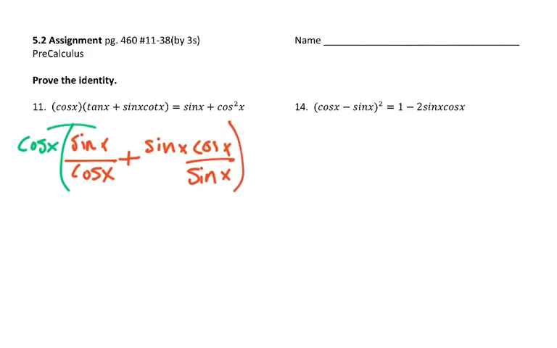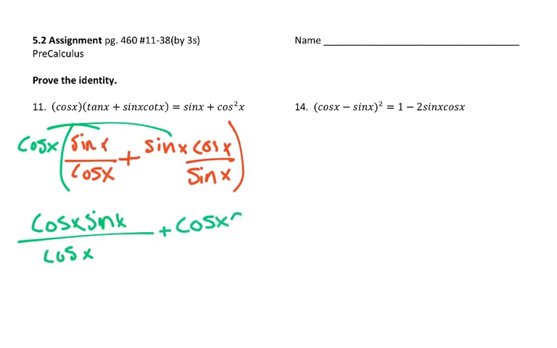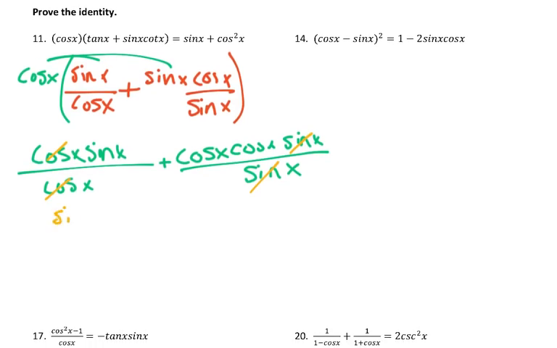From there, we can go ahead and distribute our cosine, and so we end up with cosine x sine x over cosine x, and that's going to be added to cosine x sine x, sine x. Doesn't really matter what order you put it in, because it's all multiplying. And so from there, we get to cancel a few things, the sines here and the cosines here. And so we end up with sine of x plus cosine squared of x, which is literally what the answer is. So that's where we're trying to go.